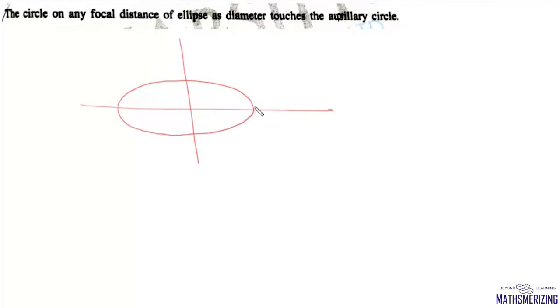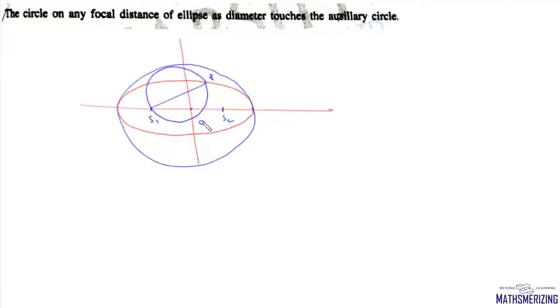We need to prove that a circle on any focal distance of an ellipse as diameter touches the auxiliary circle. So what we'll do is we'll first draw this ellipse. Now let the foci of this ellipse be S1 and S2. Now there's a point P, and with this PS1 as diameter, we have drawn a circle. We need to prove that this circle touches the auxiliary circle of this ellipse.